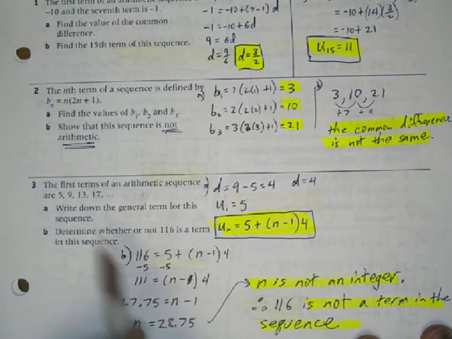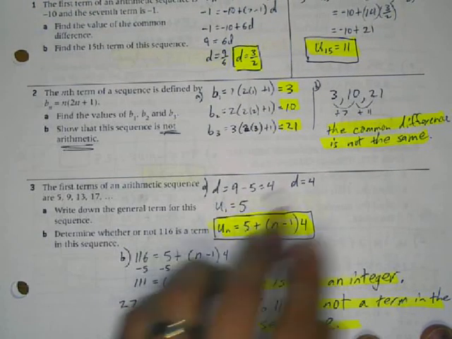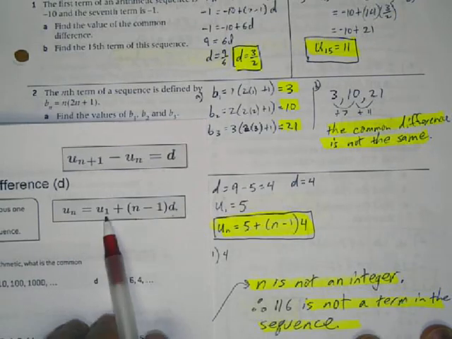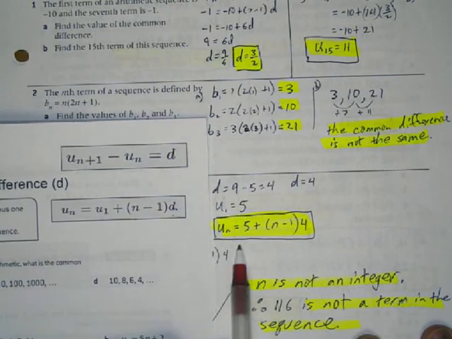Okay, my first term is 5. So now I've got u subscript 1 and I've got d. So now I can write my equation. I've got u subscript 1, which is 5, and I've got d, which is 4. So I'm just going to rewrite this equation like this, with 5 and 4 in place of u subscript 1 and d.